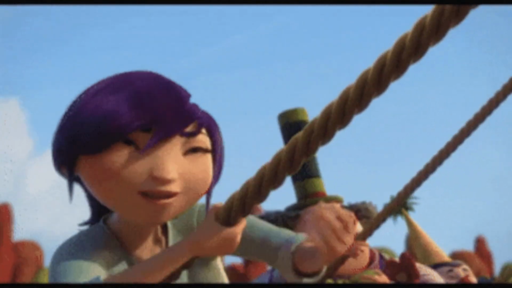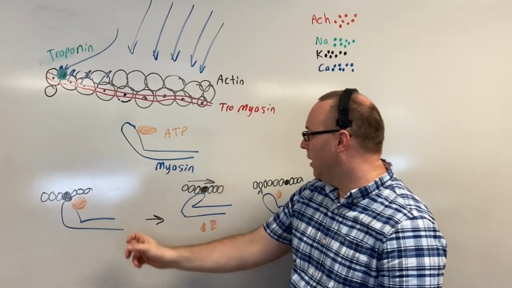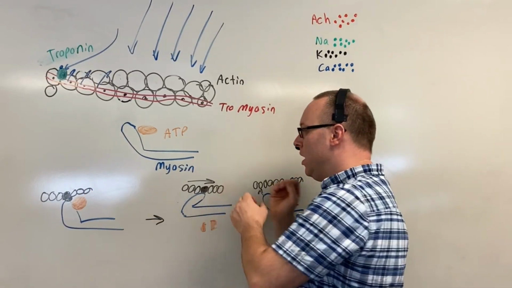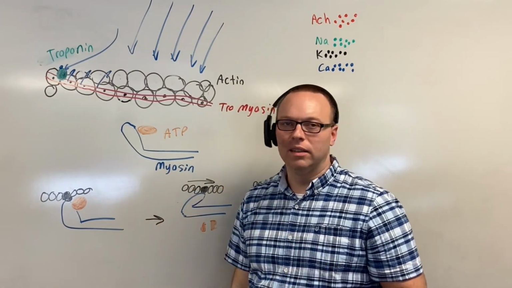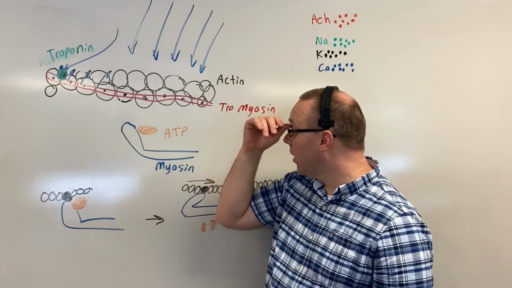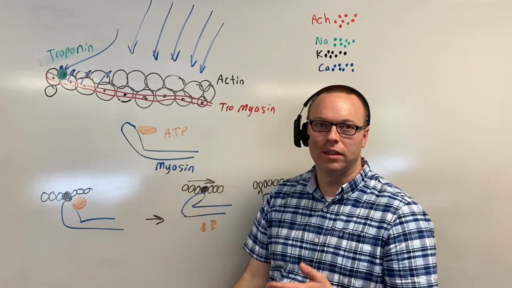If I let go of both hands at the same time, if all the myosin heads were to let go at the same time, the rope would just slide over here, right? The muscle would relax, all right? So that's what's happening in that excitation contraction coupling.